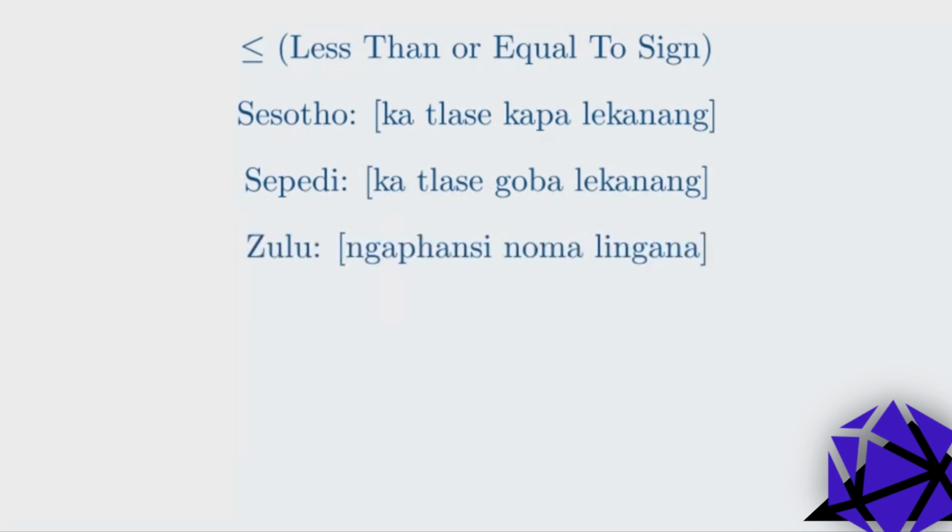For example, we can say that 3 is less than or equal to 5. This is true because 3 is less than 5. It would also be true to say that 5 is less than or equal to 5, because 5 is equal to 5. And the final comparison symbol is greater than or equal to.